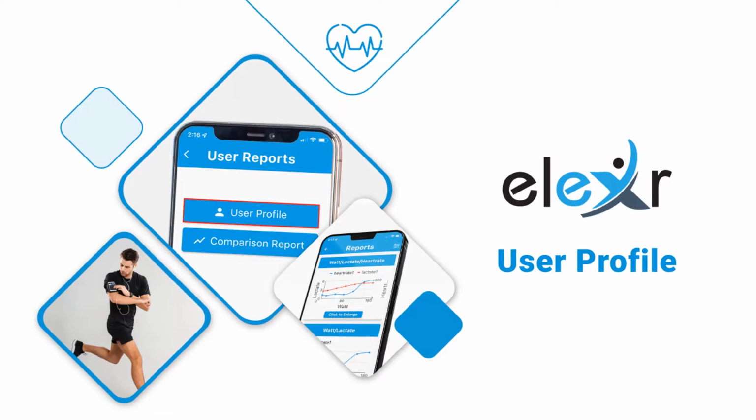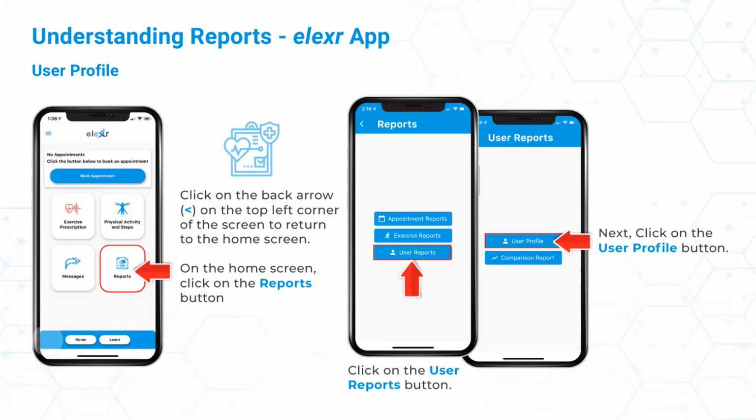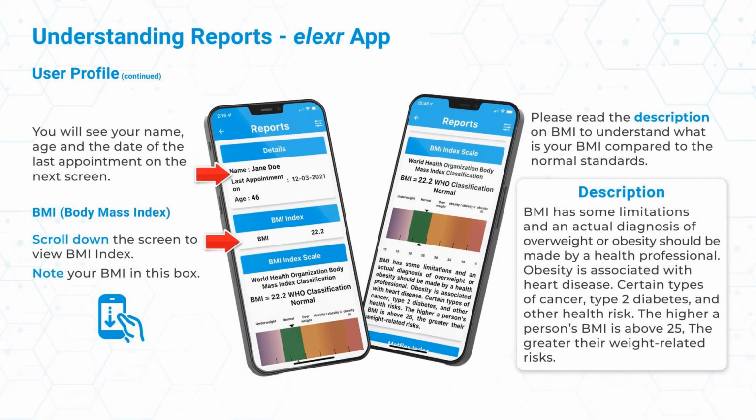elexr, user profile. Click on the back arrow on the top left corner of the screen to return to the home screen. On the home screen, click on the Reports button. Click on the User Reports button. Next, click on the User Profile button. You will see your name, age, and the date of the last appointment on the next screen.